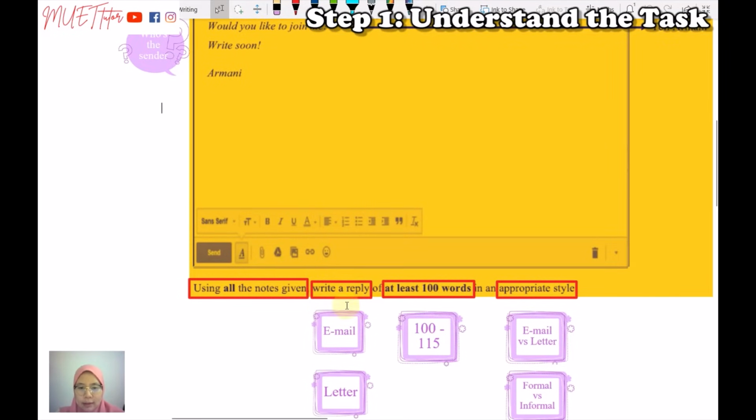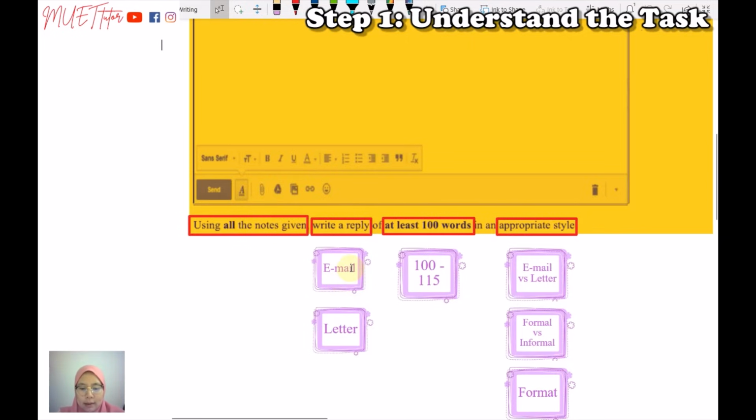The second task is to write a reply. If you get a letter, you'll reply in letter, and if you get an email, you should reply in email format. And the next task is to write at least 100 words.